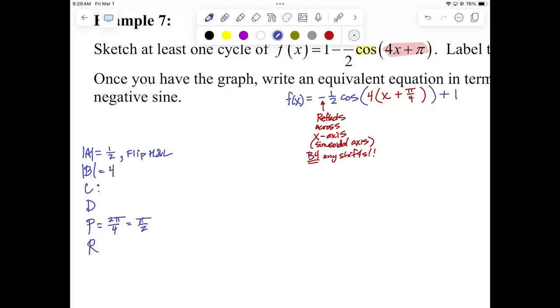For the C value, it's going to be left pi fourths. And for the D value, the sinusoidal axis is at y equals 1. It's up 1. That's where the sinusoidal axis is.